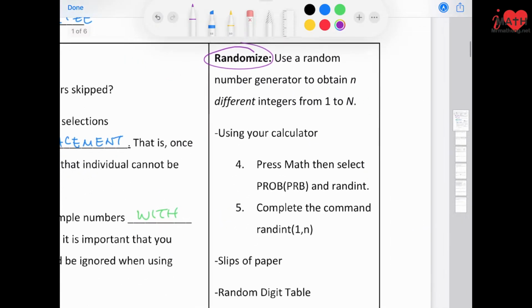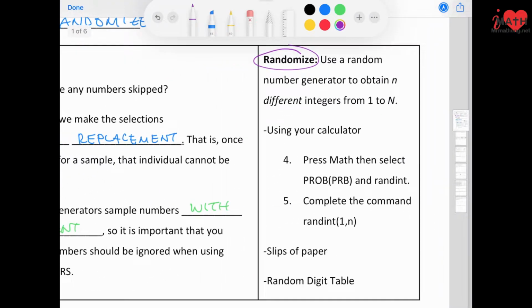Let's go ahead and talk about how to randomize. Use a random number generator to obtain n integers from 1 to whatever it is. So you say, I'm going to select 100 students out of Savannah High School to give them a college scholarship. So that will be the numbers 1 to 100. Using a calculator, you'll press the buttons math and then select probability. And under the probability window, you'll click randInt. And then to complete the command, you're going to do randInt and then 1 comma, however many numbers you want. So if you want 100 people, you would do something like this.